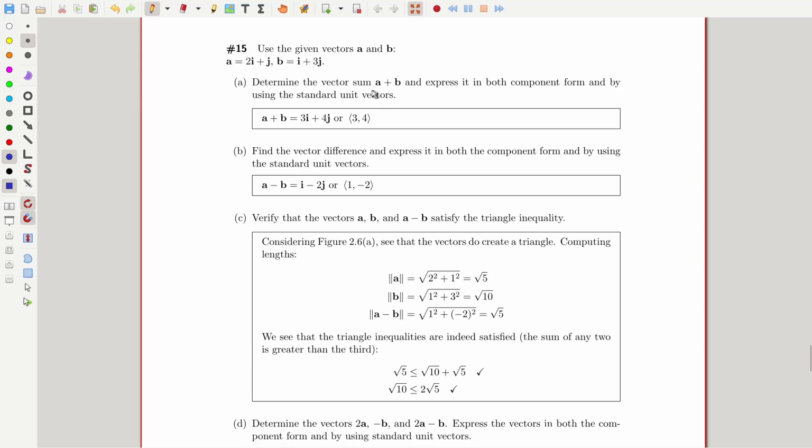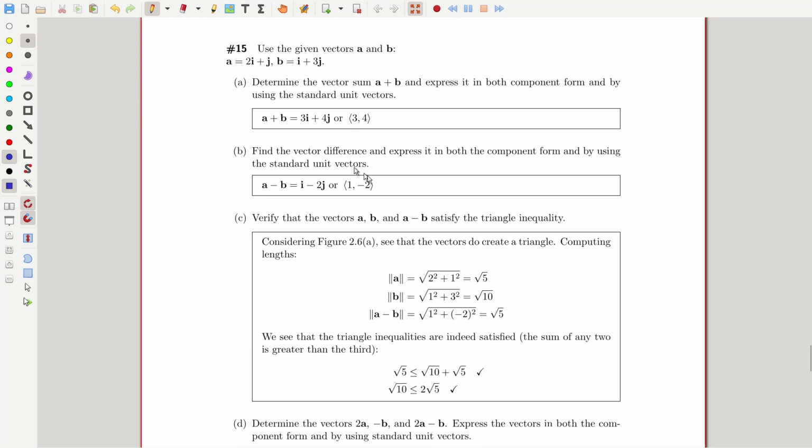The way you do addition is you combine like terms, basically. So the i's combine together and the j's combine together. You just add them. So 2i plus i gives you 3i, and then j plus 3j gives you 4j. That's how you get the a plus b. And then writing this in component form, you get 3 comma 4.